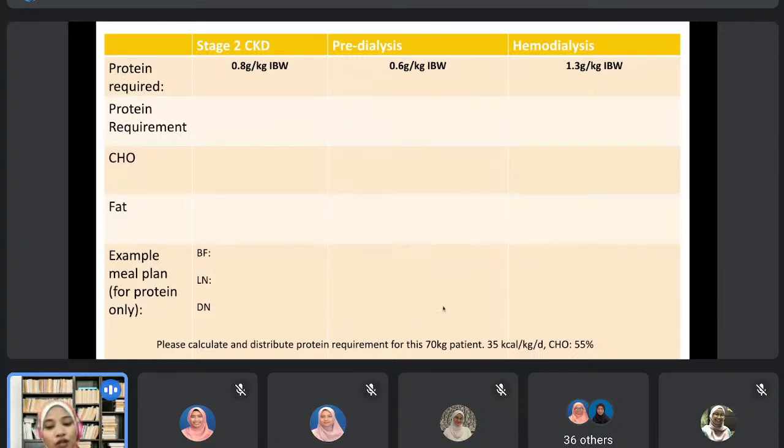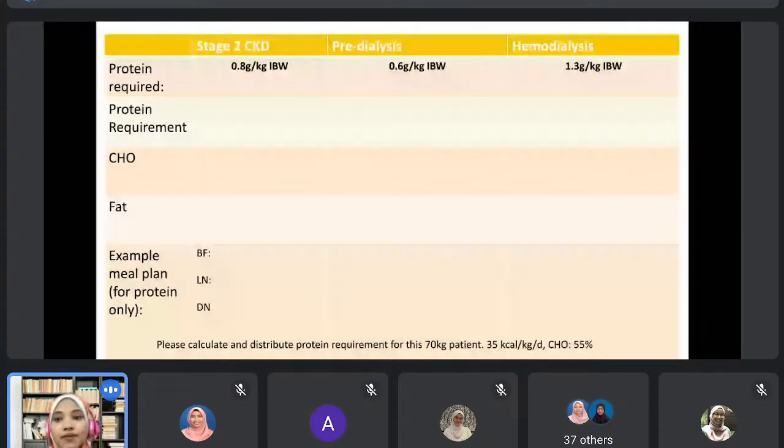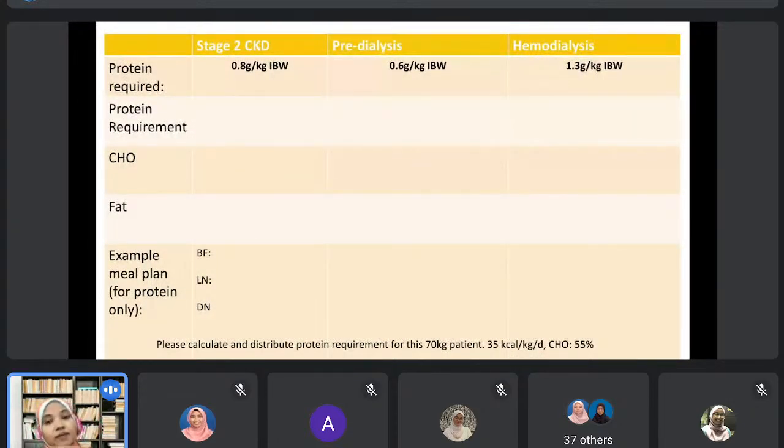So berat dia adalah 70 kilo. So saya berikan siap-siap dia punya energy requirement dia perlu adalah 35 kilokalori and also carbohydrate at 55%. So I want you to write down what are the protein requirements, how much should be given for the carbohydrate, how much of the servings per day, and also for the fat as well. And then show to me your example of meal plan just for the protein only. Okay, so I give you 15 minutes to complete this task.